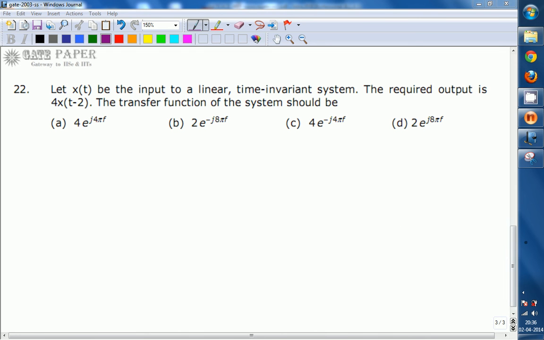Now we are going to see the question from signals and systems given in GATE 2003 from LTI systems concept. Let x of t be the input to a linear time invariant system. The required output is 4 into x of t minus 2. Then the transfer function of the system is what we need to find here. So given the input and output of the system, we need to find the transfer function for that system.